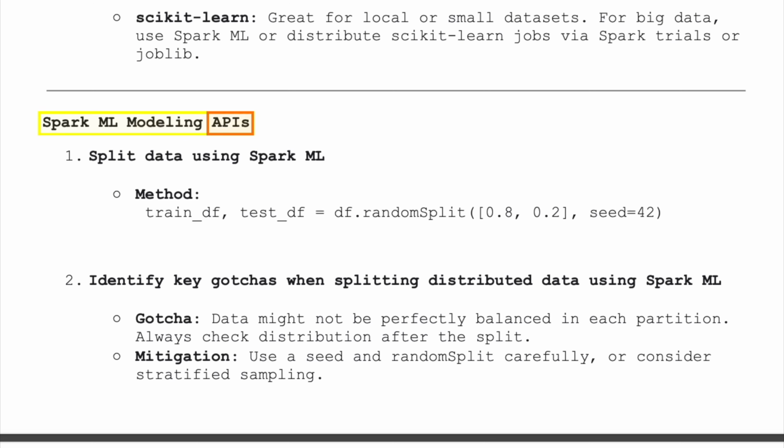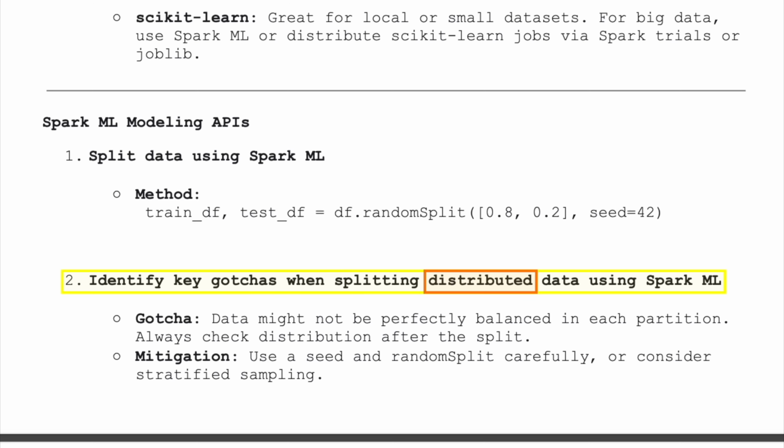Spark ML modeling pipeline. 1. Split data using the Spark ML method: train_df, test_df = df.randomSplit([0.8, 0.2], seed=42). 2. Identify key gotchas.